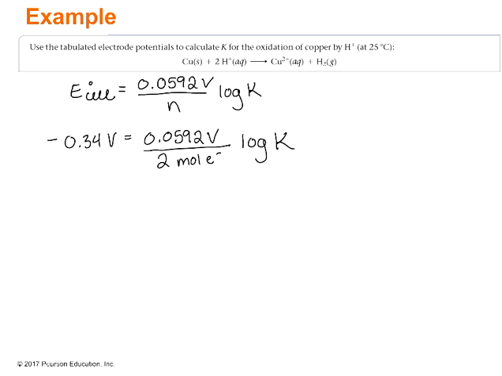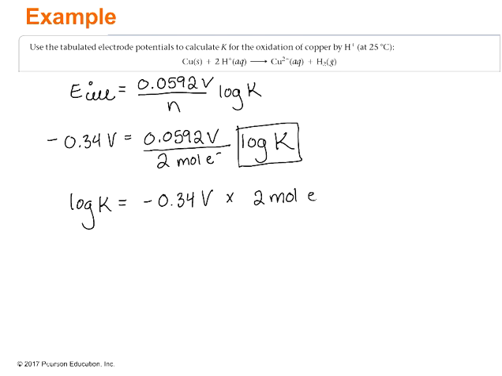So let's rearrange this equation. Let's just solve for the log of K initially. So we'll figure out what the log of K is, and then we'll take the inverse logarithm. Okay, so the log of K will equal negative 0.34 volts times 2 moles of electrons over 0.0592 volts.